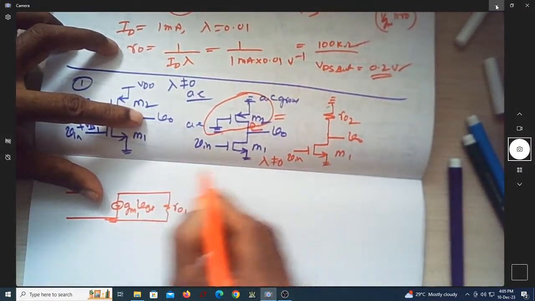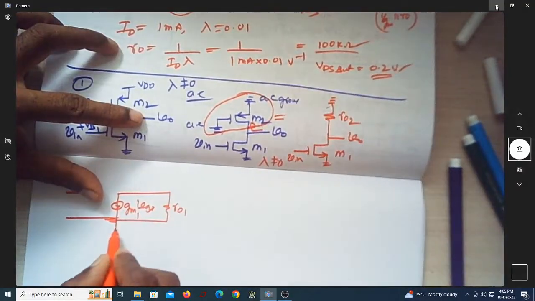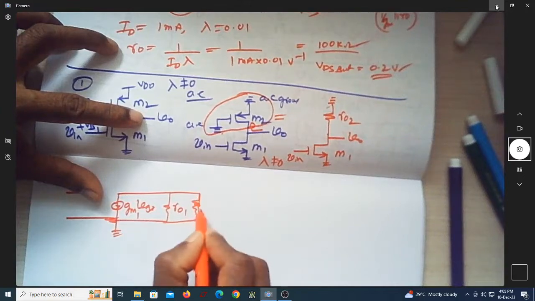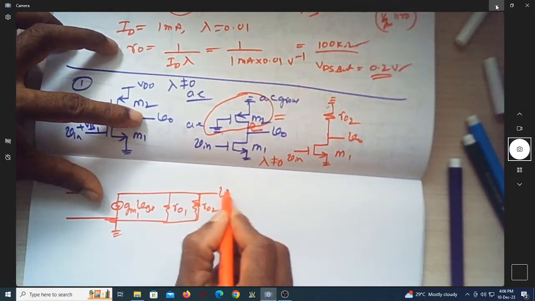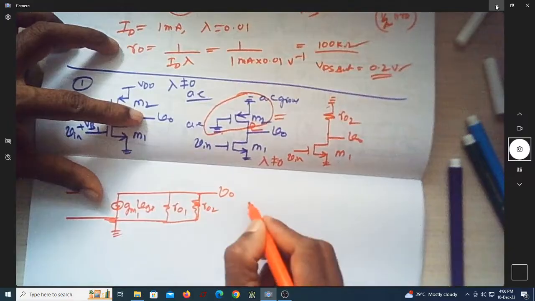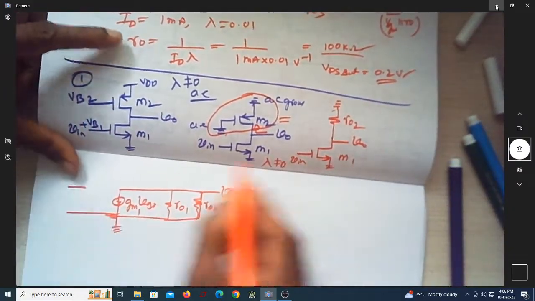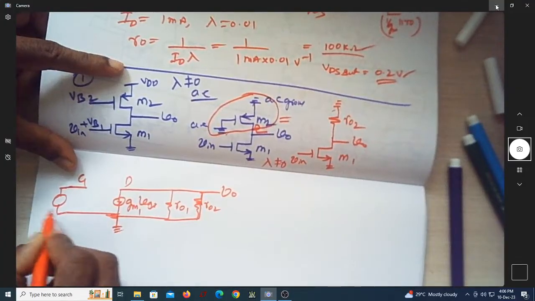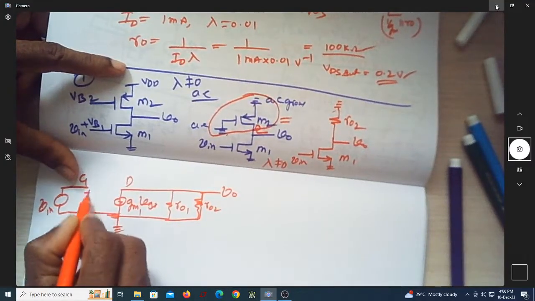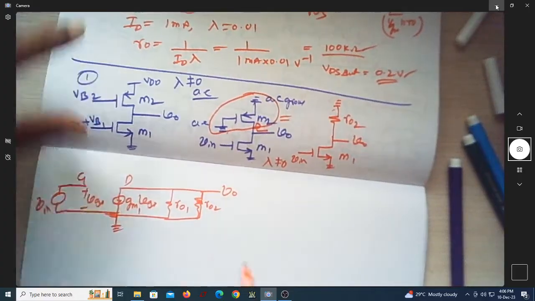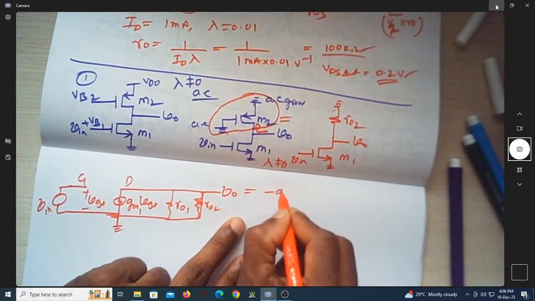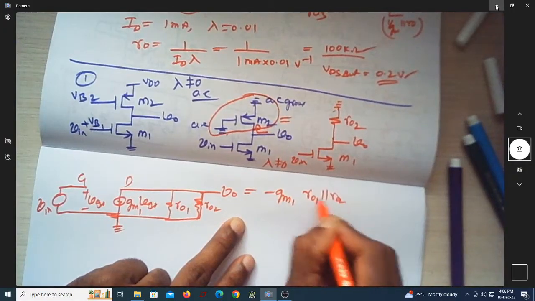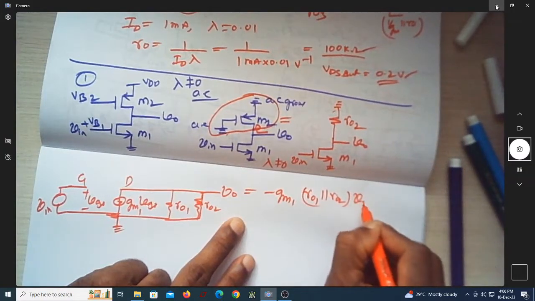Do I have an R02 also connected to AC ground? So this is anyhow ground. So shall I connect R02 here? This was my V0. So what is the V0 expression? Of course you have the input voltage here. This is gate, drain, source. Shall I have the input here? This is Vin, this is plus minus VGS. So what is V0? Is it not minus GM1 into R01 parallel R02 into Vin?